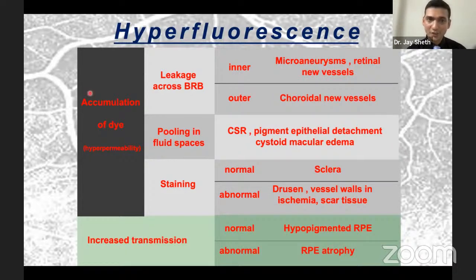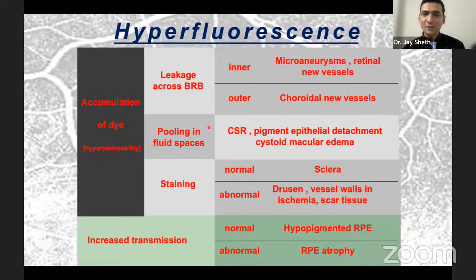So the accumulation of the dye can happen because of leakage across the blood retinal barrier. And if it is leakage across the inner blood retinal barrier, it may mean it is a microaneurysm or a retinal new blood vessel. If it is across the outer blood retinal barrier, that means there is a choroidal neovascular membrane that is happening.